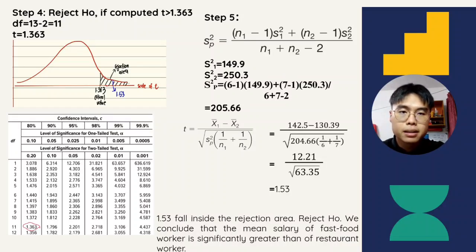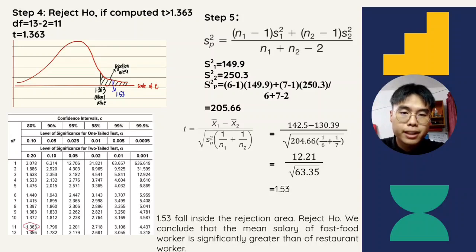Then we go to the last step, step 5: compute t, make a decision, and interpret the result. Before we find the t value, we have to find the pooled sample variance, sp squared. To find this, we need the variance of fast food, which is 149.9, and the variance of restaurant, which is 250.3. Then we plug these numbers into the formula, and we get 205.66.